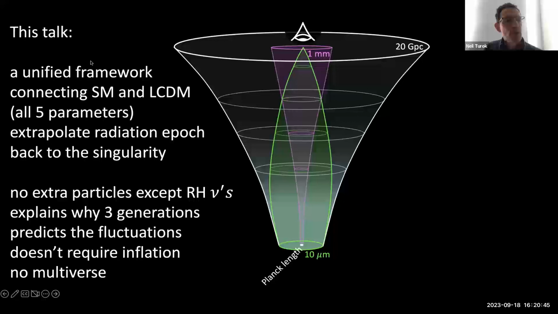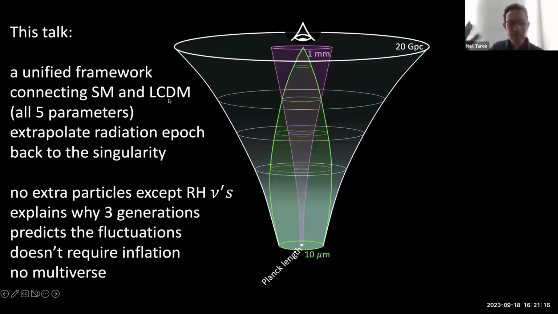So in this talk, I'm going to describe a unified framework, and it's absolutely unified. It's very rigid, so it's hard to modify it. Many things can only be understood from the big principles. You know, it's not an effective field theory. It's a highly constrained unified framework, which connects the standard model to the lambda CDM model. In principle, it explains all five parameters in that model, or at least interprets those parameters.